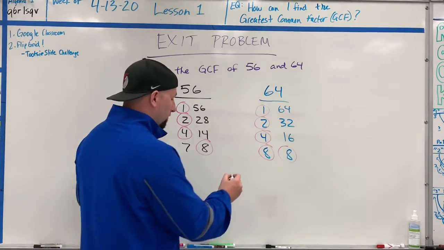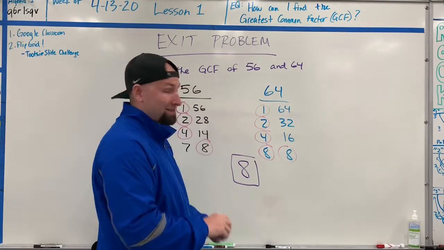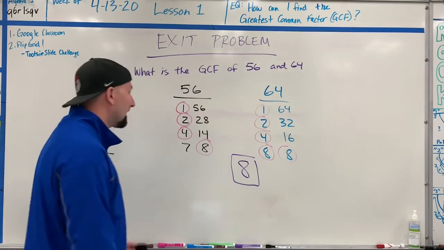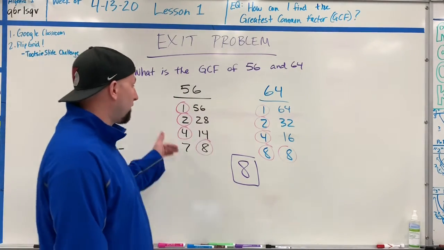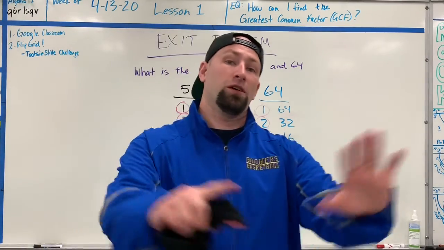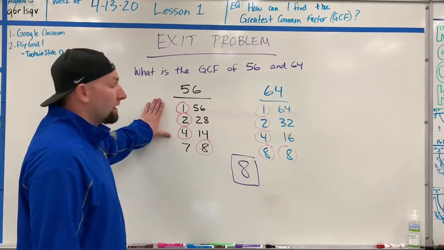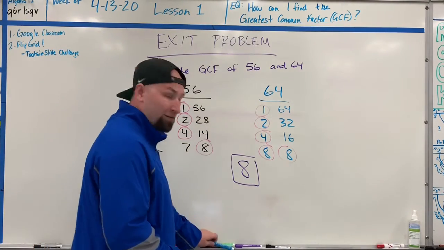If your answer was 8, you are correct. Okay? So that's how you do it. You find the factors, then you find the common factors, then you find the greatest common factor. Once you find that, you're done. Okay? So we did a list version. On this, we could also do the Venn diagram version.